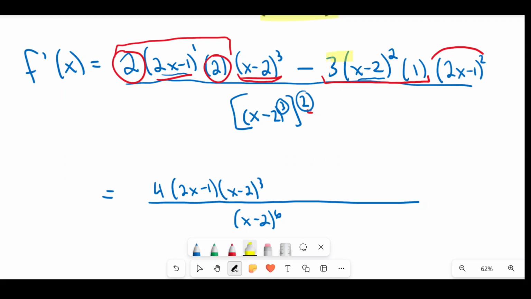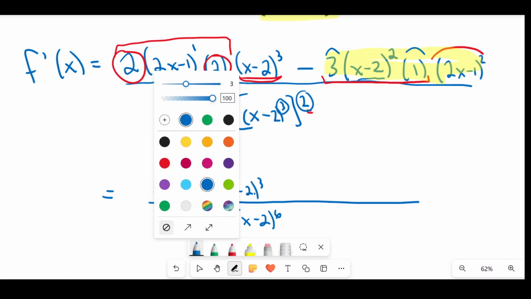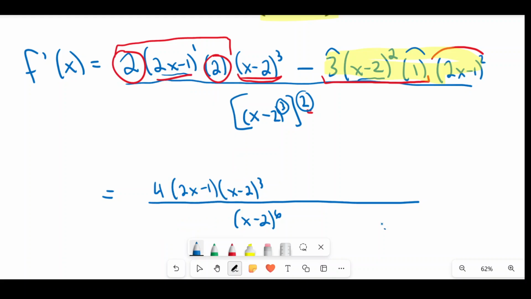In this second part, right here, I have 3 times a bracket times 1 times a bracket. So again, I don't want to break into those brackets. So I'm just going to multiply the 3 times 1. So I would get minus 3, and then x minus 2 squared, 2x minus 1 squared. So that's the first step.